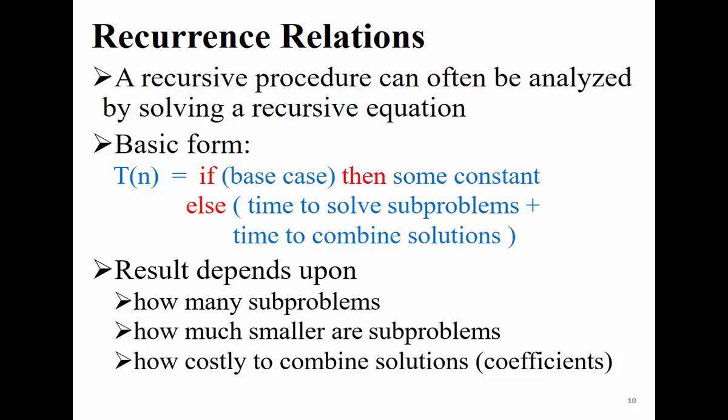Third, how costly is it to combine the solutions? If you saw in merge sort, you divide the array into halves. The decomposition of n goes to n over 2, n over 4, n over 8, n over 16, until you have one element. Then there's a time complexity to merge all these sub-problems together, which is order of n, because you have to merge these 2 sorted sub-arrays.